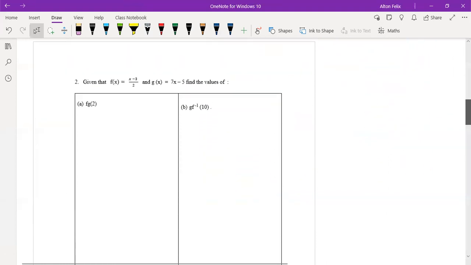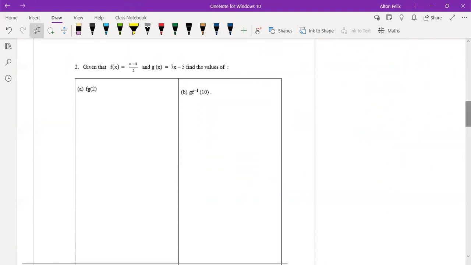Let's look at question number 2. So we are really practicing this inverse of composite as well as finding the value of composite functions. So let's go to question number 2. Again, you're given 2 functions.